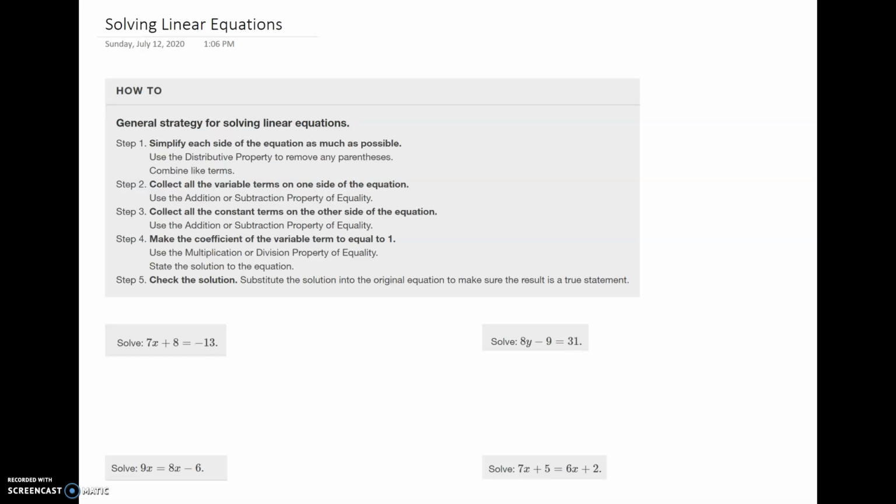Step four, make the coefficient of the variable term equal 1. So we want to try to have the number in front of the variable be 1. So how do we actually do that? By using the multiplication or division property of equality. And then you want to go ahead and solve the equation. And then the final last step, the beauty of solving equations is that when you get your solution, you can check it by plugging it back into the original. So here we go. Get excited.